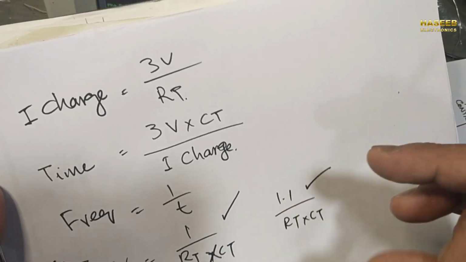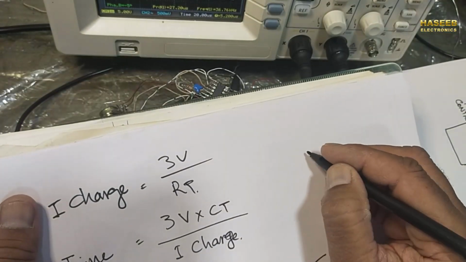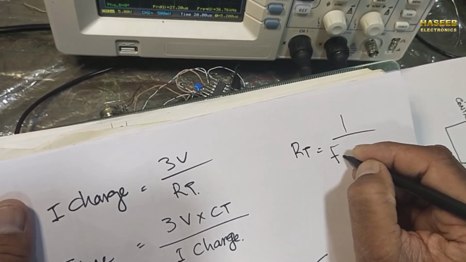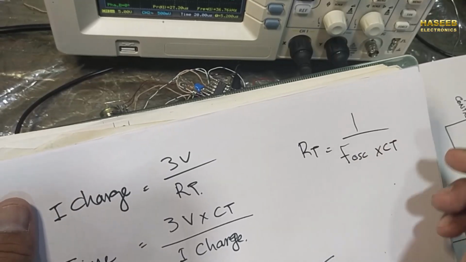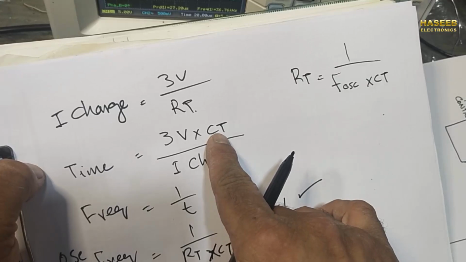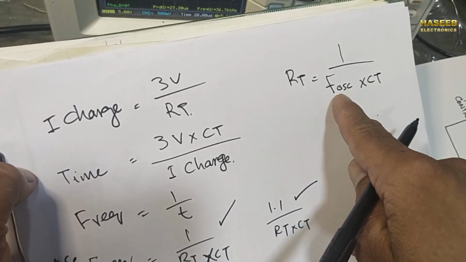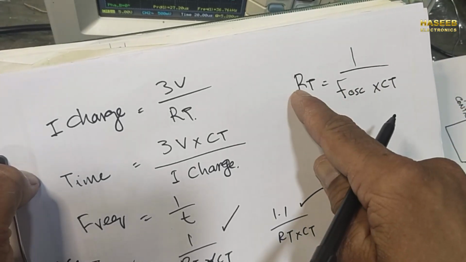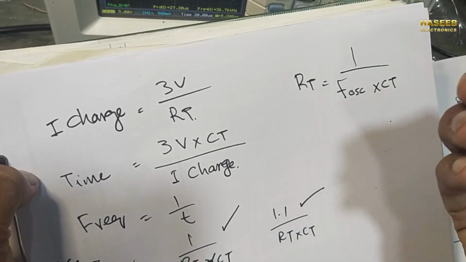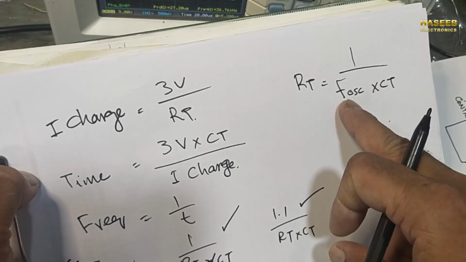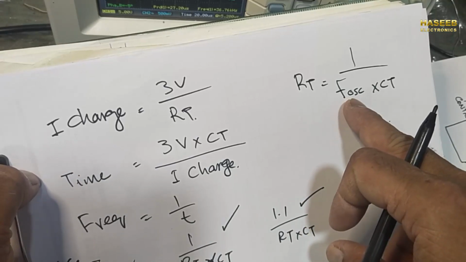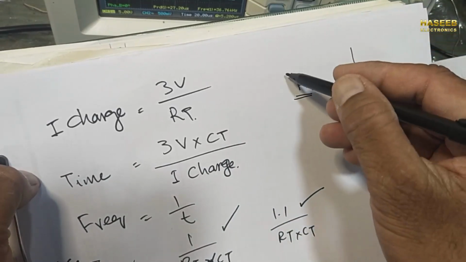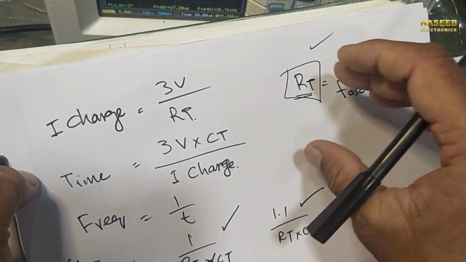Now we can calculate the resistor value. To find the RT value, 1 over F oscillator multiplied by CT. CT value, how much capacitor value we have calculated here. We can calculate how much frequency we need. If I have a 1 nanofarad capacitor, so I can select the resistor value. Put 1 nanofarad. How much frequency do I need? We will put the frequency value here. The resistor value for pin number 6 we can find here. So it is the easiest calculation.